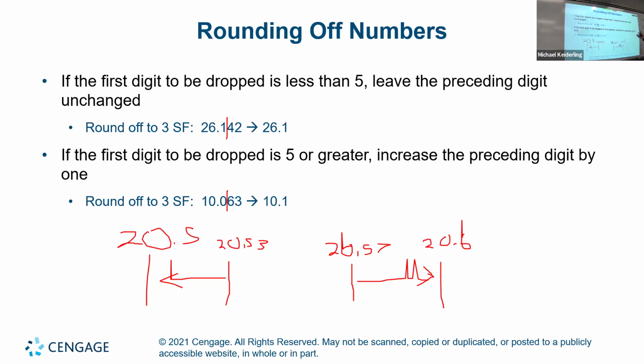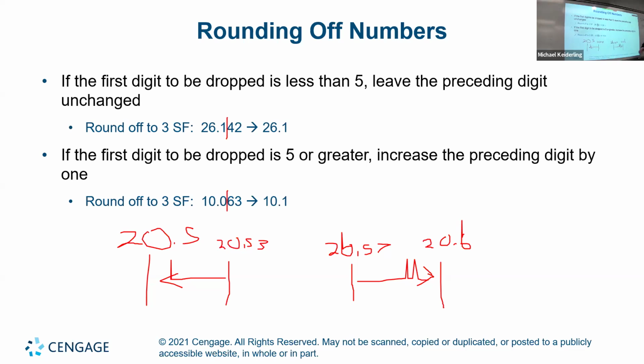But if the first digit to be dropped is 5 or greater, we have to increase the preceding digit by 1. So 10.063, the next digit is a 6. That is 5 or greater. You round up to 10.1.